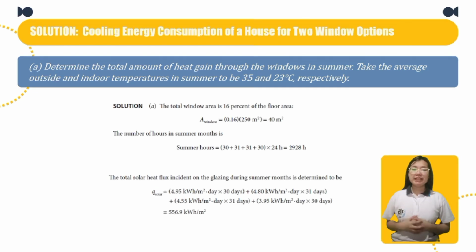So first, to determine the total amount of heat gain through the windows in summer, we first need to find the total window area, number of hours in summer months, and total solar heat flux incident on the glazing during summer months. The steps here are pretty simple and are already shown. You can try it and see if you will get the same answers.